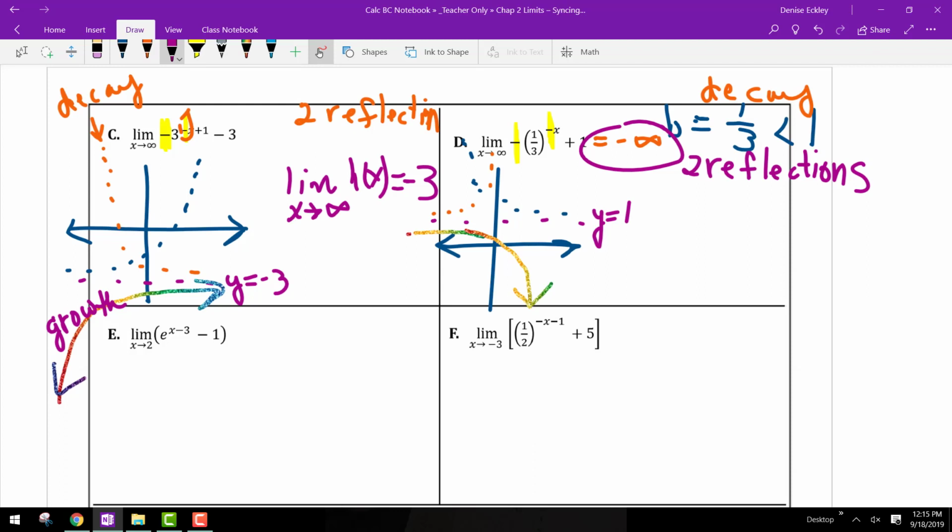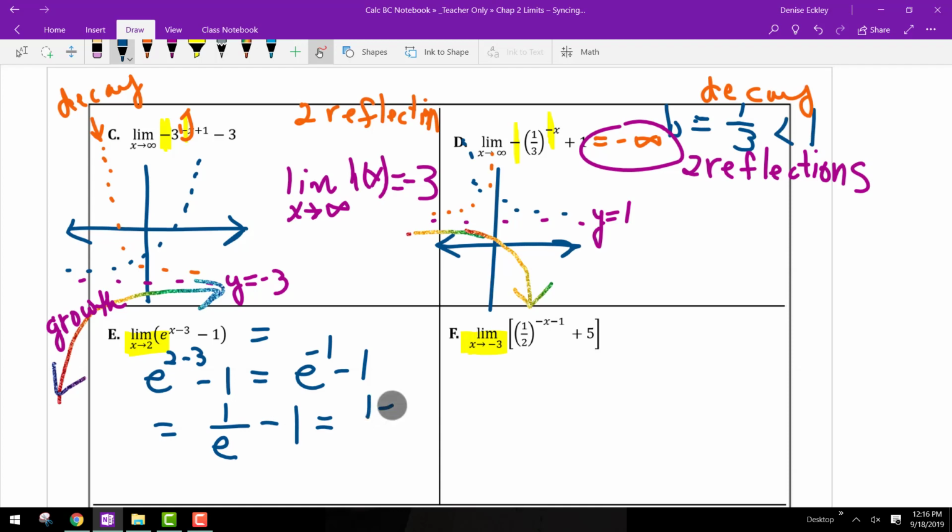Now you want to understand that all of that deals with end behavior. If you're just dealing with specific x values, such as in E and F, you can try direct substitution. That should work. So for letter E, I want to take the limit as x approaches 2. So I'm going to substitute 2 in for x. And what I get is e to the -1 minus 1. So this becomes 1 over e minus 1. And making one nice fraction, I end up with 1 minus e over e.